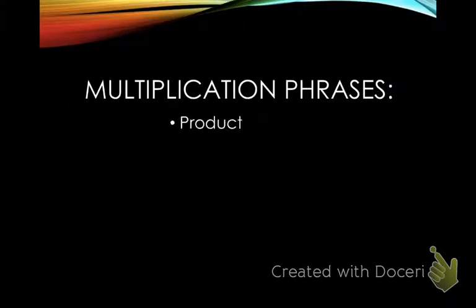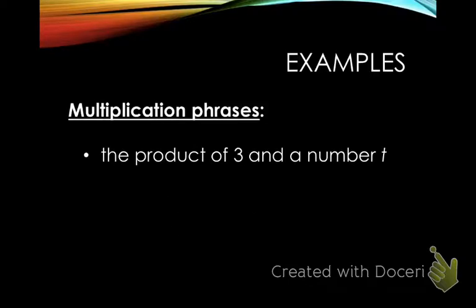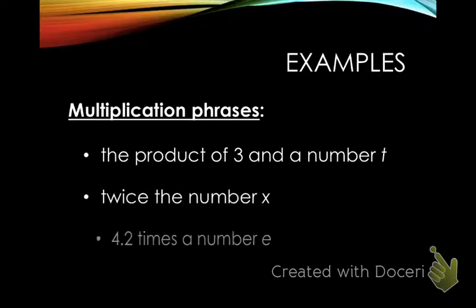Multiplication phrases. Okay? We've got product, times, multiply, of. Remember, of means multiply. Got to remember that one. Twice or double, triple. All of those. Okay? Hopefully you got those written down. Moving on. Okay. So, example: the product of 3 and a number t. You could also have twice the number x, or 4 2/10 times a number e.